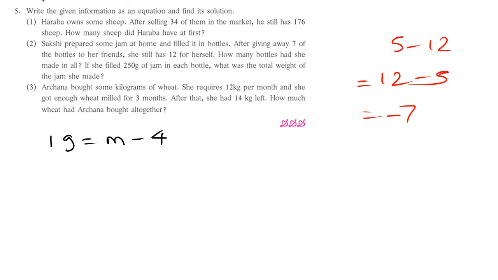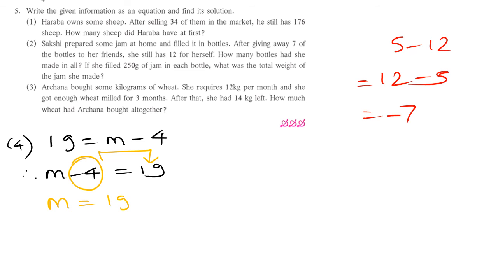So our next question was question number 4, which was 19 is equal to m minus 4. So what you do? m minus 4 is equal to 19. You see a minus 4 here. Take it to the other side. Get plus 4. m is equal to 19 plus 4 and m is equal to 23.